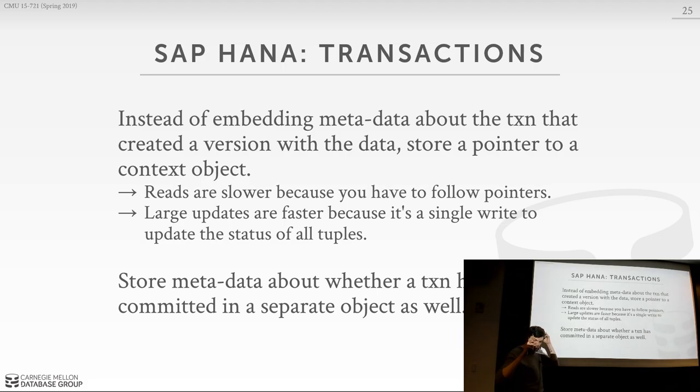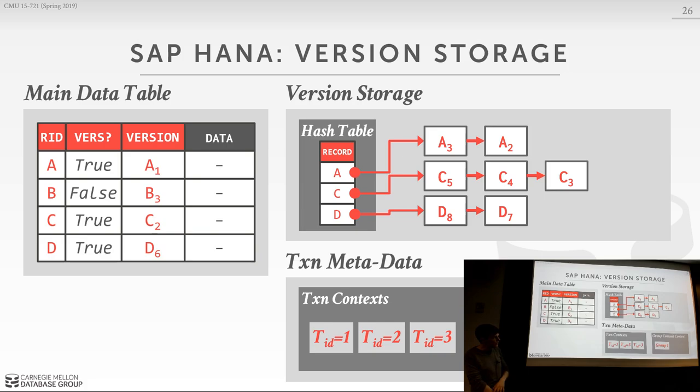So instead of storing the metadata like the transaction ID inside of the version itself, they're just going to store a 64-bit pointer to one of these transaction objects. So now if you want to figure out whether a transaction is committed or not, you follow that pointer. There's no information about whether a version was modified by a committed transaction inside the tuple itself. It's always in these separate transaction contexts.